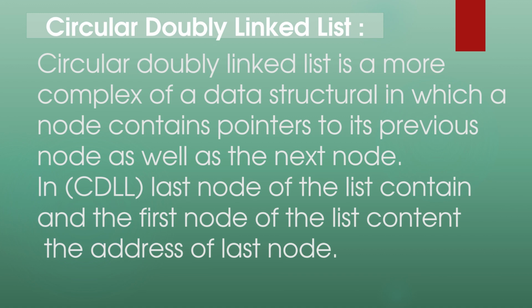In a circular doubly linked list, each node has three components: first, data; second, a pointer to the next node; third, a pointer to the previous node. The difference here is that the last node does not point to null like in a singly linked list. Instead, the last node points back to the first node, and the first node's previous pointer points to the last node, which makes the list circular.